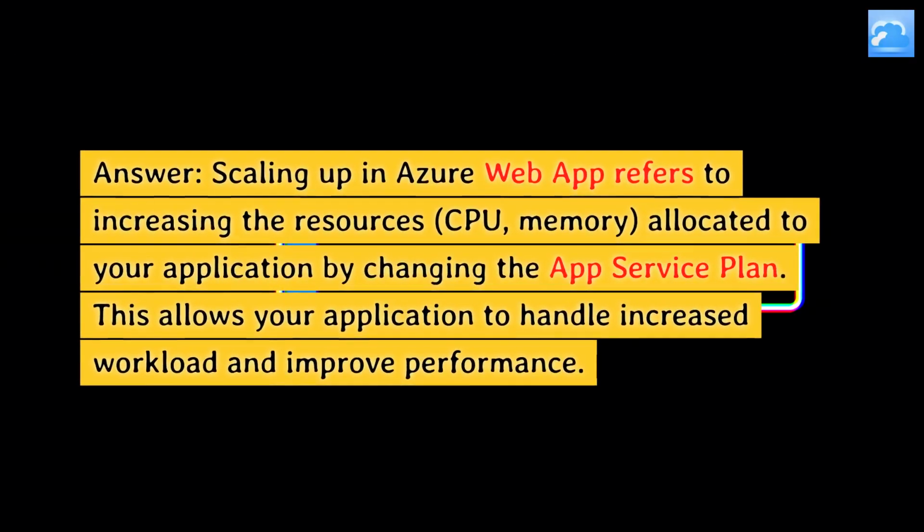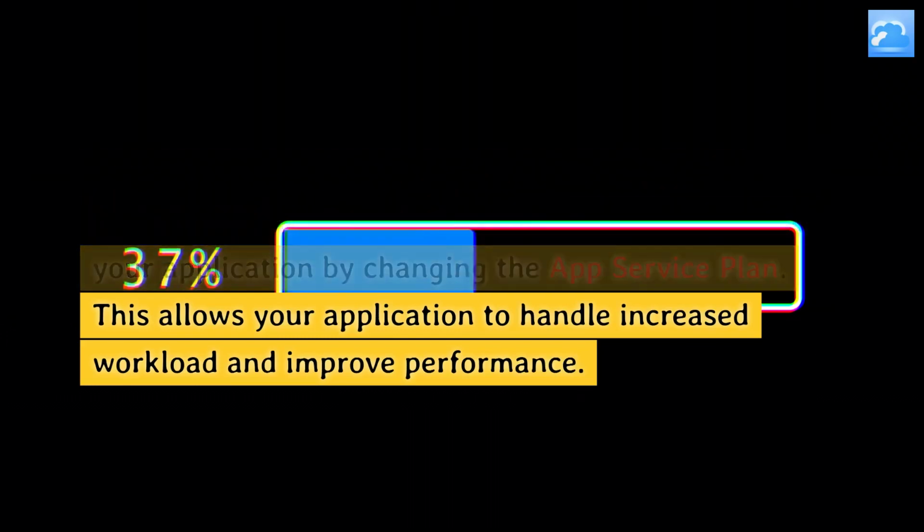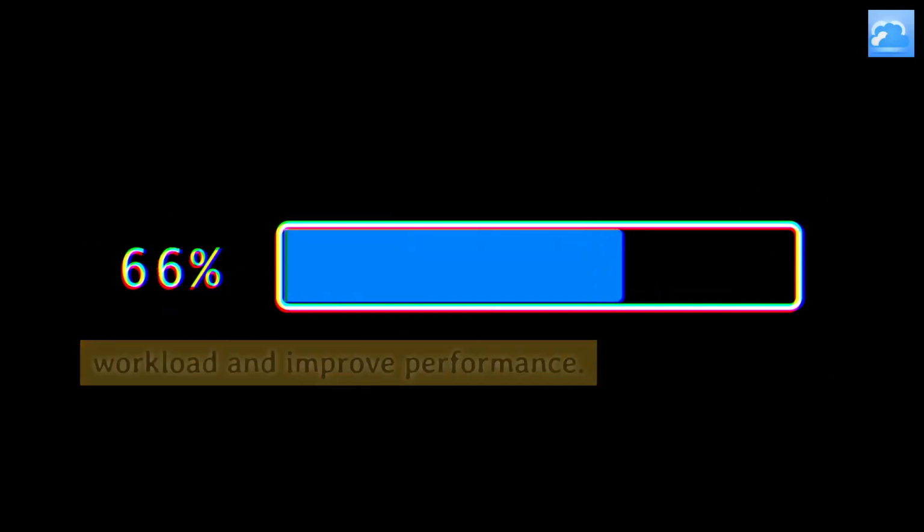Answer. Scaling up in Azure Web App refers to increasing the resources, CPU, memory, allocated to your application by changing the app service plan. This allows your application to handle increased workload and improve performance.